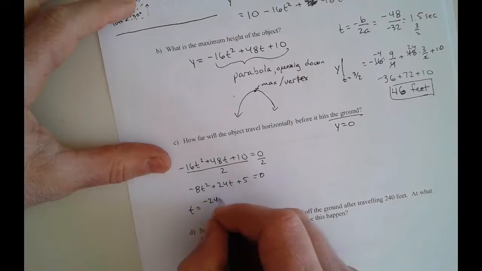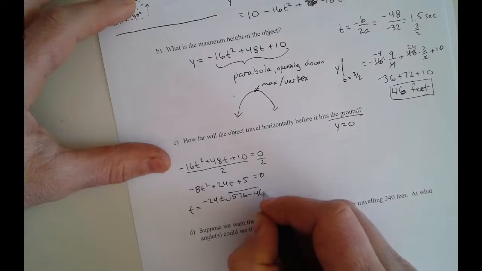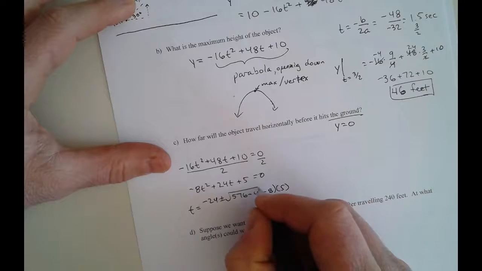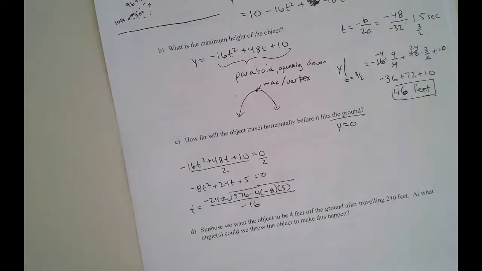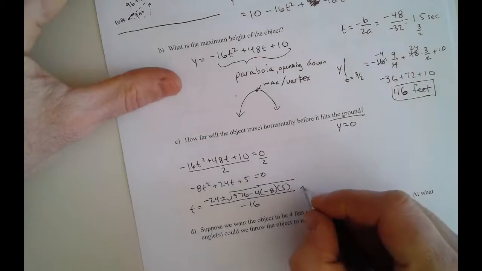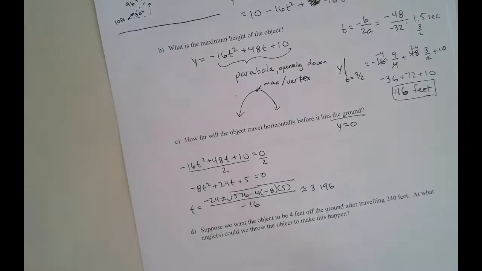So negative b plus or minus the square root of b squared minus 4ac all over 2a. Put it into your calculator and you go from there. And you're going to get 2 answers. One of the answers is going to be 3.196, and the other one's going to be a negative answer, like negative 1.96 or something along those lines. And you're going to get rid of the negative because we want it to hit the ground.